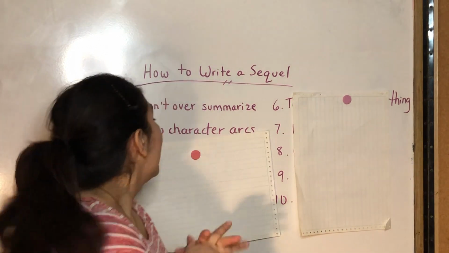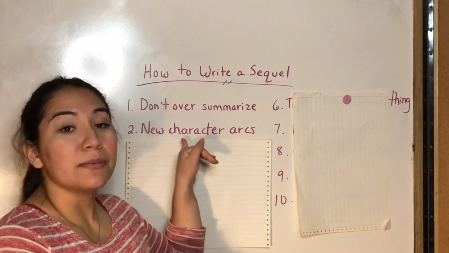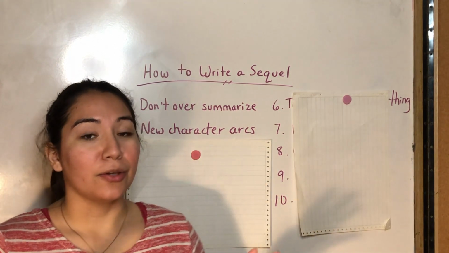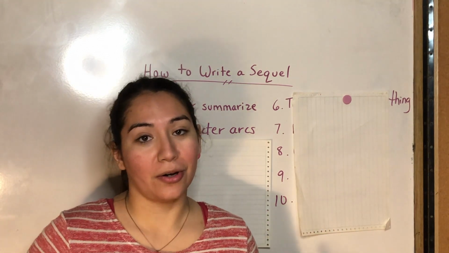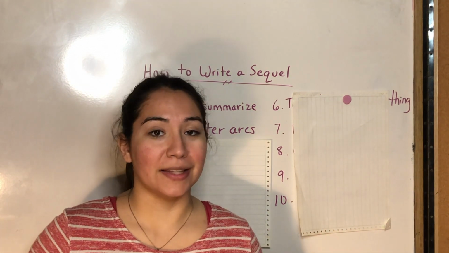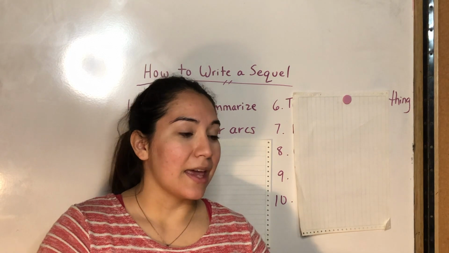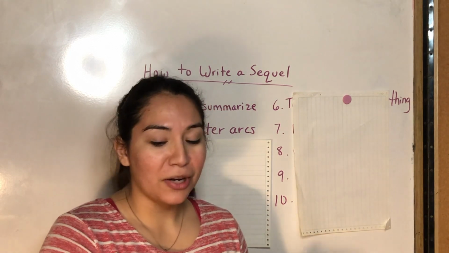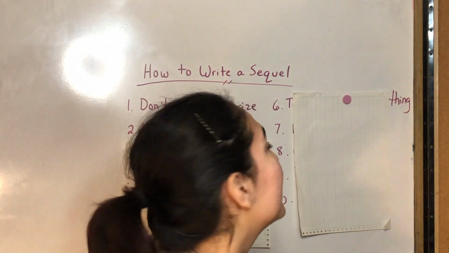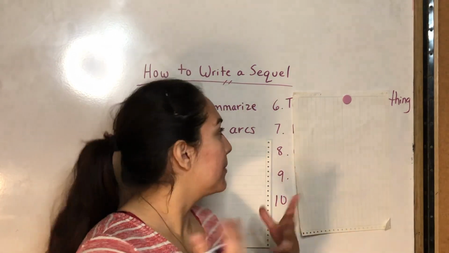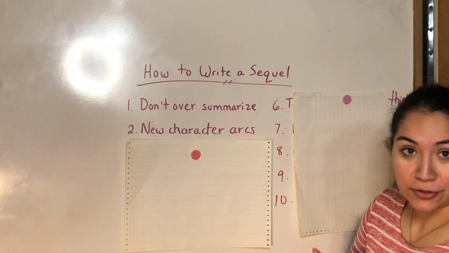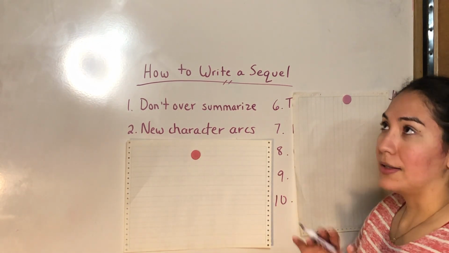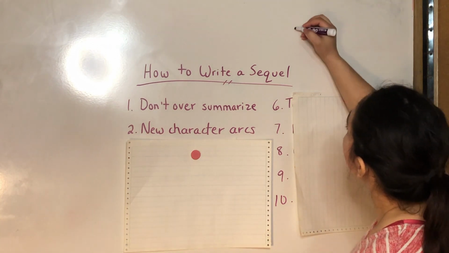Number 2, you are definitely going to want to have some new character arcs. Now, your characters are no longer the same people after the events of the first book. They have changed, they have grown. I'm actually going to quickly demonstrate how you want this to look. Maybe give you some sort of visual that you can understand and see, okay, this is how it needs to be. So here's book 1.